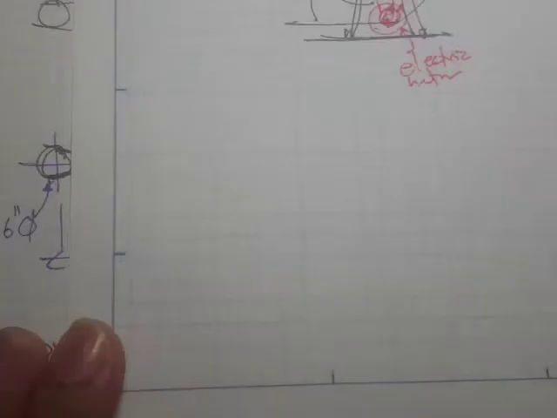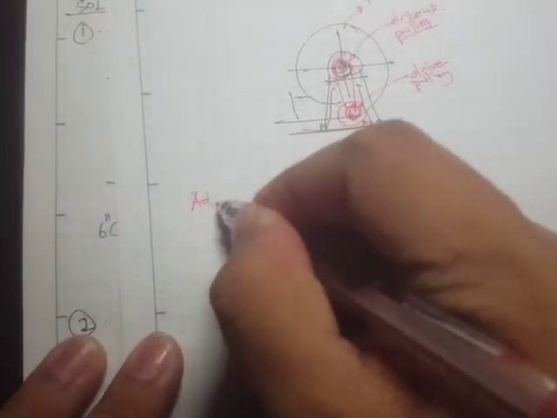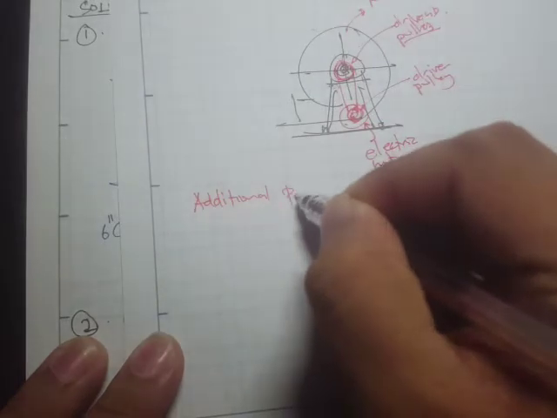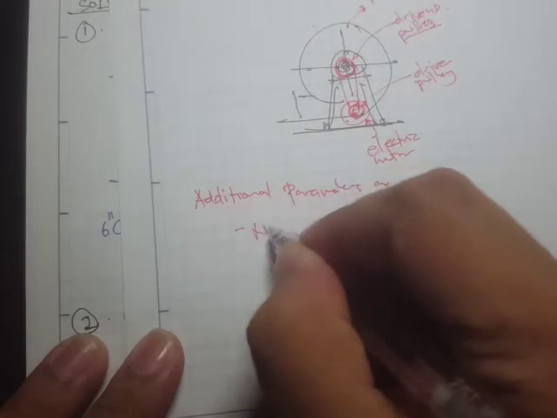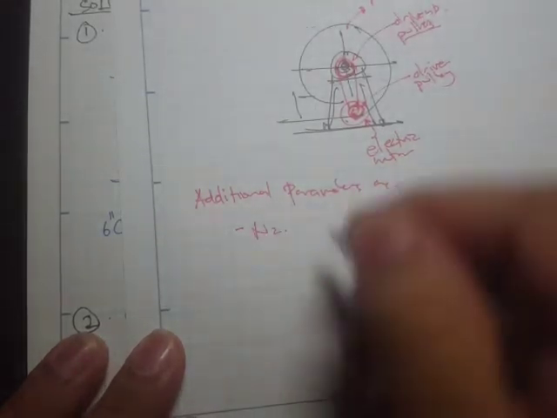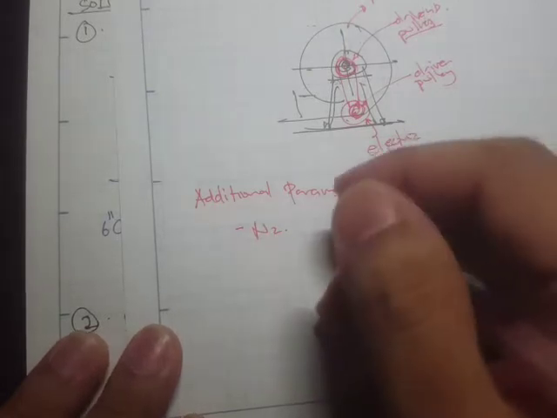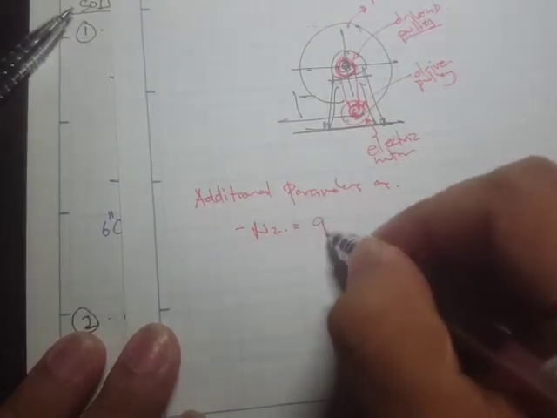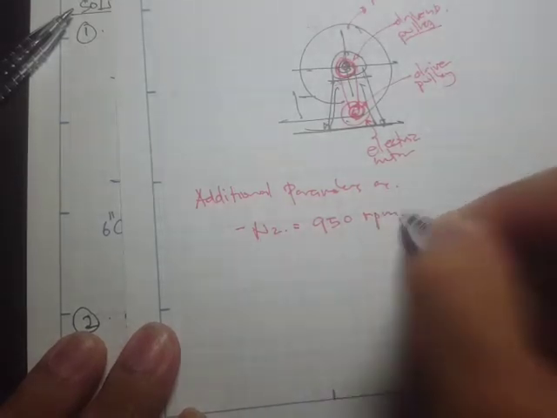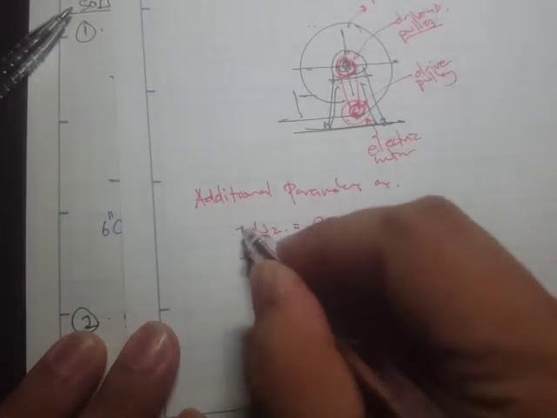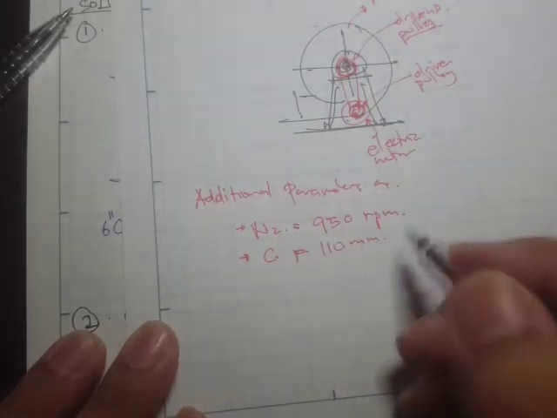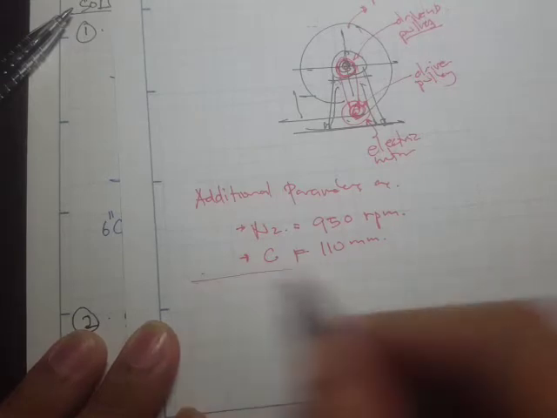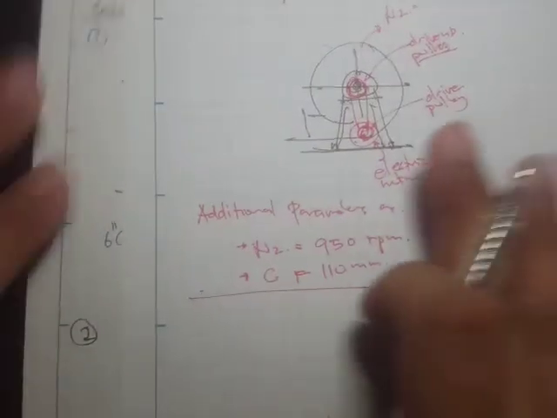Okay, so therefore the additional parameters are: we have n sub 2, that's the driven pulley, and let's just say this is 950 rpm. And for the center distance, let's say we have 110 mm. Okay, so that's all, and now let's go to the solution.